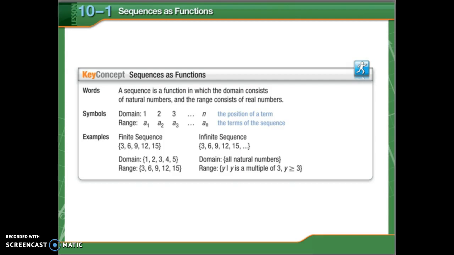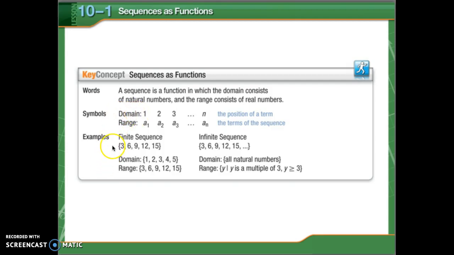So if you don't remember what these terms mean, natural numbers are the positive whole numbers. So it starts with 1, 2, 3, etc. up to some number. That's what the domain shows right here. And the range can be any real number. So it can be a positive number, a negative number, 0, decimals, fractions, anything. But the domain is always a positive whole number.